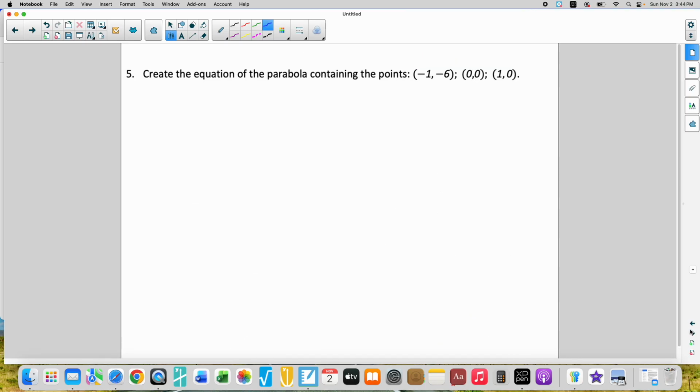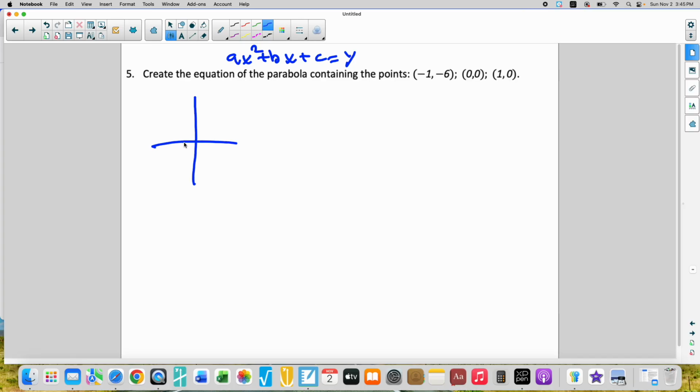Create the equation of the parabola containing the points negative 1, negative 6, 0, 0, and 1, 0. We can do that again. I'll show you another way. This may or may not work, but we'll still use ax squared plus bx plus c equals y. Sorry, I keep saying 0.